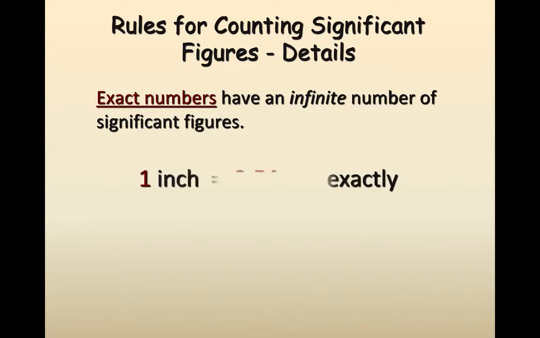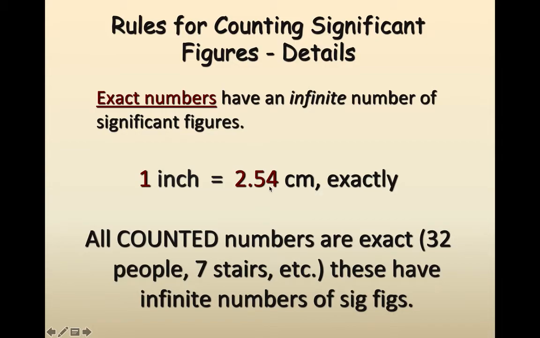Counted numbers are always exact, and counted numbers are infinitely significant. It's just like conversions, like 1 inch is exactly 2.54 centimeters. We would say these numbers have infinite significance. So again, all counted numbers are also infinite. That's going to come in later.